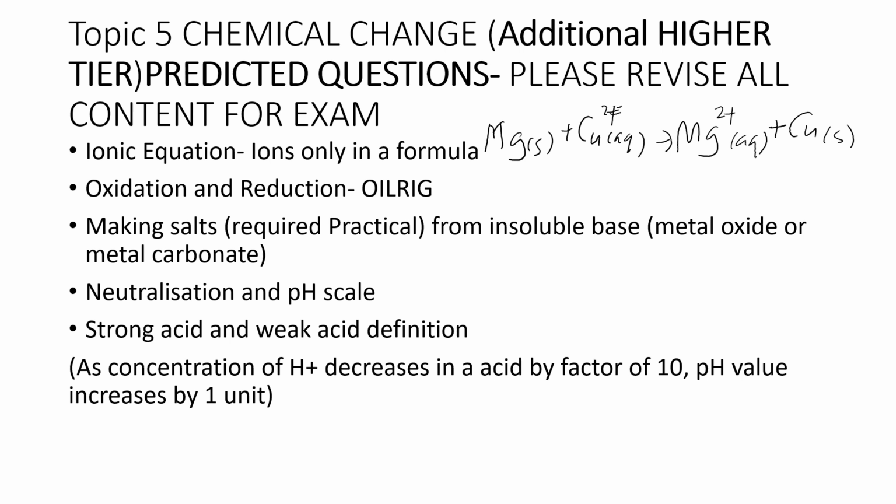Typically we ask for a definition of a strong acid and a weak acid. A strong acid is an acid that is fully ionized or fully dissociated, and a weak acid is partially ionized or dissociated because it's a reversible reaction.